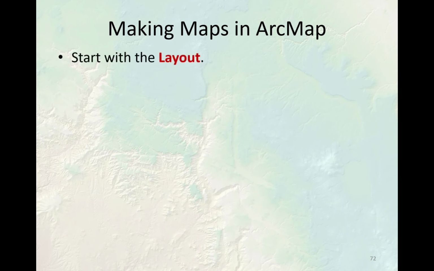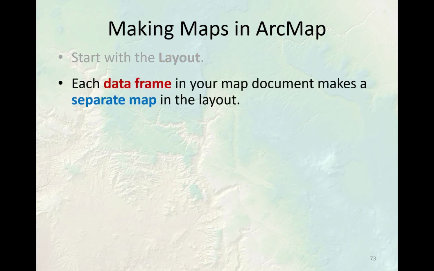It all starts in the layout. You construct and compose your map in the layout. Each data frame in your map document makes a separate map in your layout. This is how you get the inset maps or the multiple map things that let you tell a more complicated story.